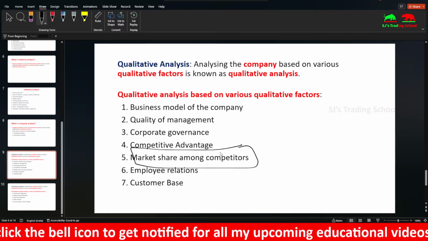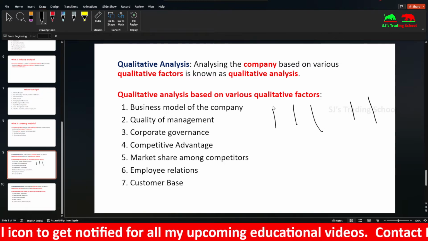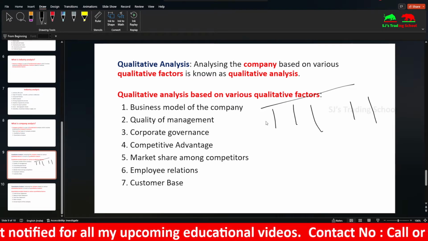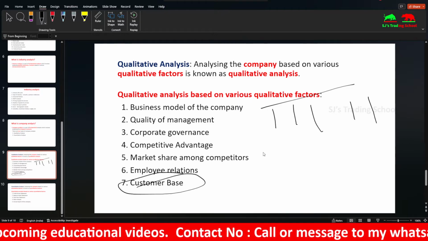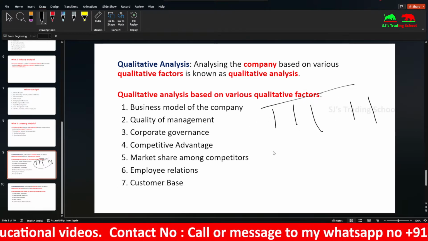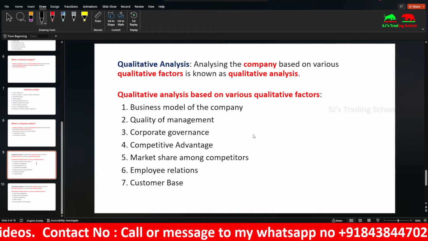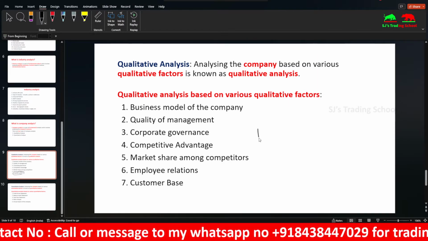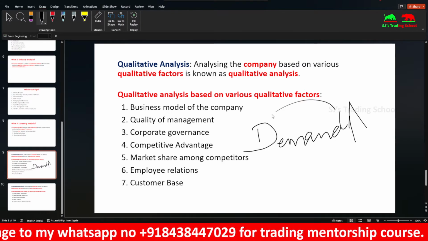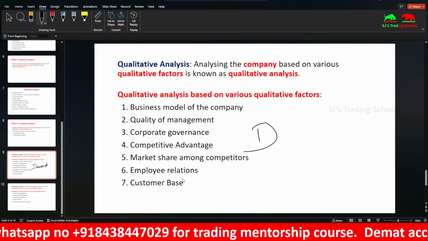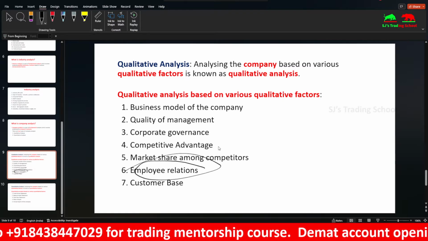And market share. For example, there are 5 companies in the same sector. What is the market share of one company compared to the others? What is the customer base of the company? How many customers does it have? Whether it's retaining the customers, whether customers love the products, whether the demand is increasing, whether the same customers are buying the product. So everything is involved in this customer base. And then finally, the employee relations.